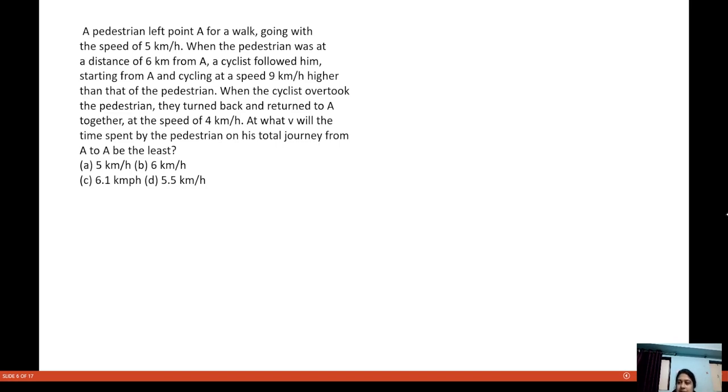Now let us do this question. Now see, it is saying a pedestrian left point A for a walk going with a speed of 5 km per hour. When the pedestrian was at a distance of 6 km from A, okay, so there is a point and someone is walking by foot, whatever you say. When the pedestrian was at a distance of 6 km from A, a cyclist followed him starting from A and the speed is 9 km per hour.